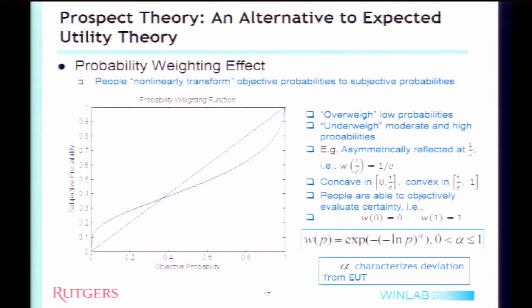But if the event occurs for sure, W1 is still 1. And in our work, we use this probability function form proposed by Prelec. An important parameter alpha characterizes the deviation from EUT. The smaller the alpha, the more deviated from the EUT. And a special case, when alpha is 1, it's just the objective probability.